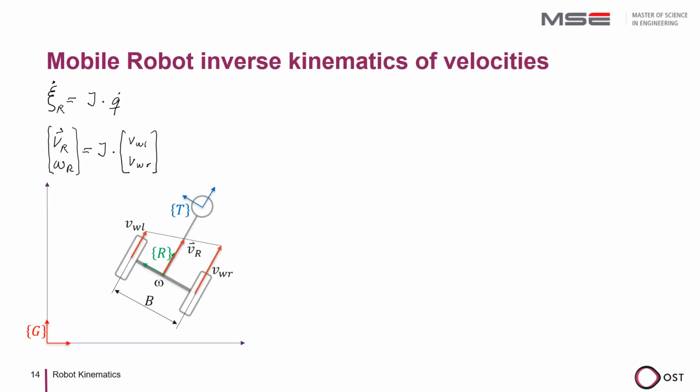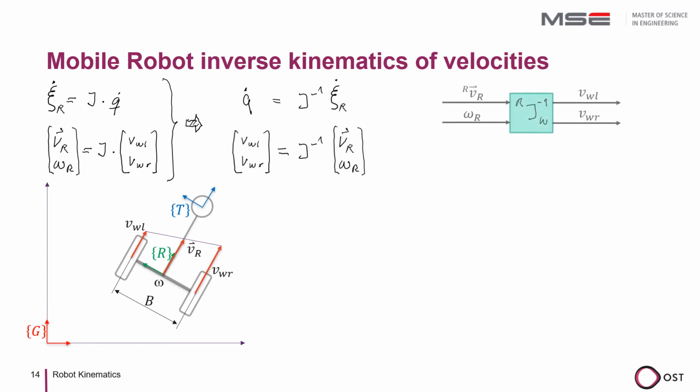For the inverse kinematics of velocities, we start from our equations of the forward kinematics. Obviously, we would have to rearrange the equation, and if we then multiply the velocity vector and the rotational speed by the inverse Jacobian matrix, we get the wheel speeds. This is our Jacobian matrix from the forward kinematics. We now want to invert this, but this fails because the matrix is not square.